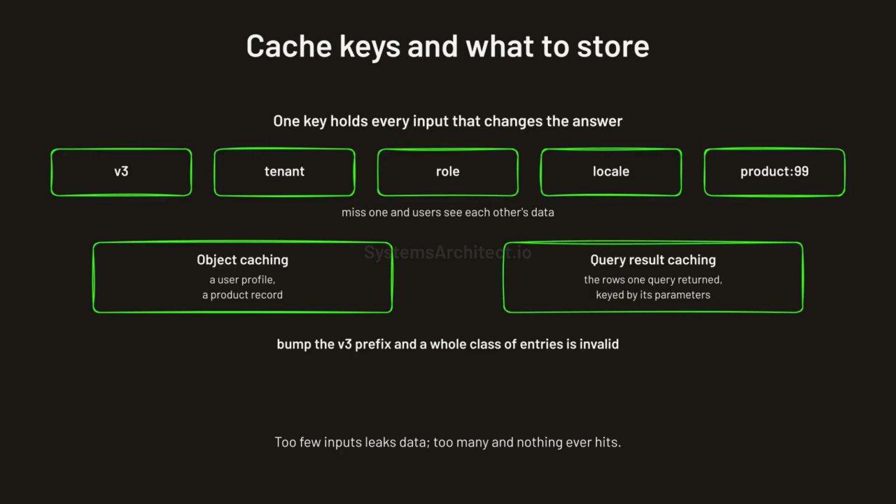A cache is only as good as its cache key design. Your key strategy should include every input that changes the answer: tenant, user role, locale, version. Why be so careful there? Miss one and users see each other's data, while adding too many collapses the hit ratio. Object caching stores a serialized entity, such as a user profile. Query result caching stores the rows a query returned, keyed by the query and its parameters. A version prefix in the key lets you invalidate a whole class of entries at once.